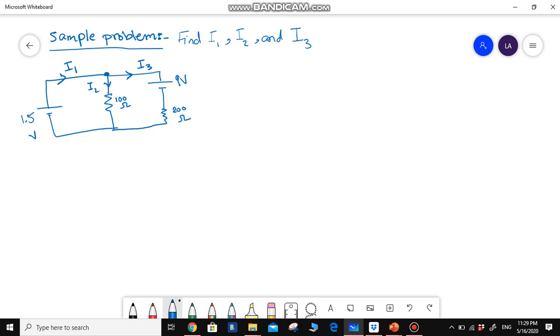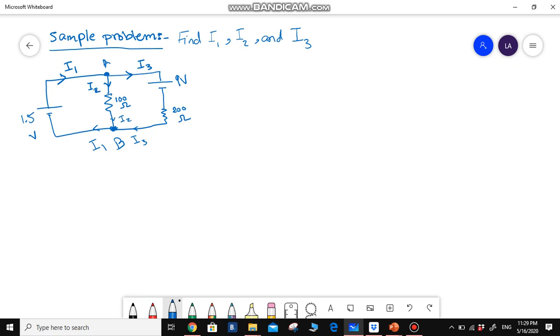We have here current I1. Here is a junction. I can name it, let me say A. And here I have another junction, B. I1 divides to I2 and I3. Then they gather again here. Here I3 will come back and I2. They will gather and make I1 again. This is I1, and this is I2.